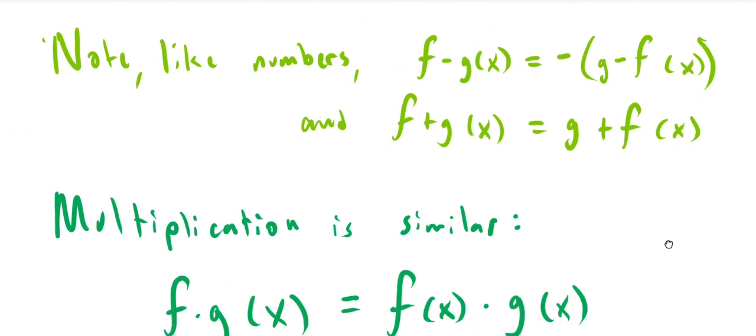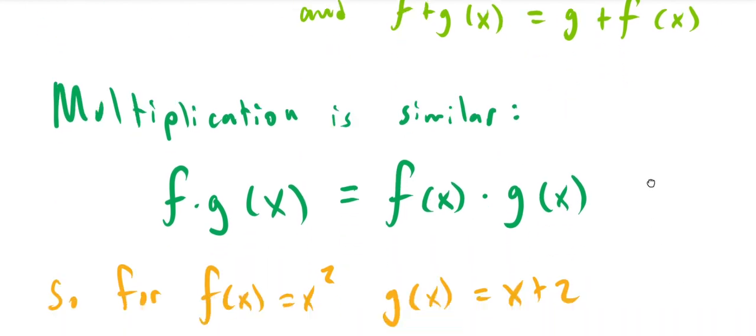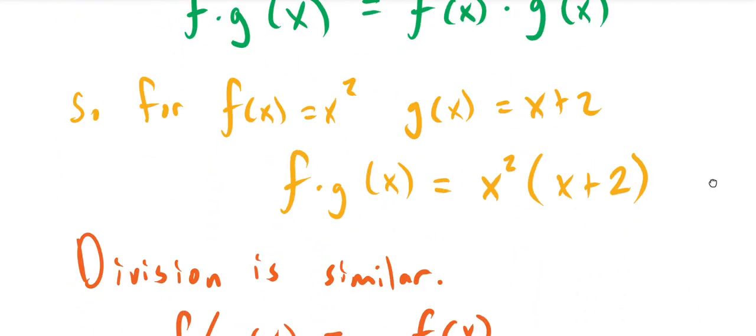Multiplication is going to be similar. If we want to multiply two functions and get this new function f times g of x, we just take f of x and times it by g of x. So for our two functions, that just looks like this. Could you distribute and get x cubed plus 2x squared? Yeah, totally. But I just want you to see this is just taking f of x's rules and multiplying them by g of x's rules.